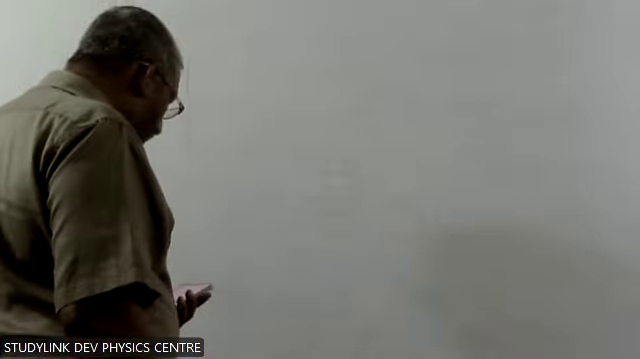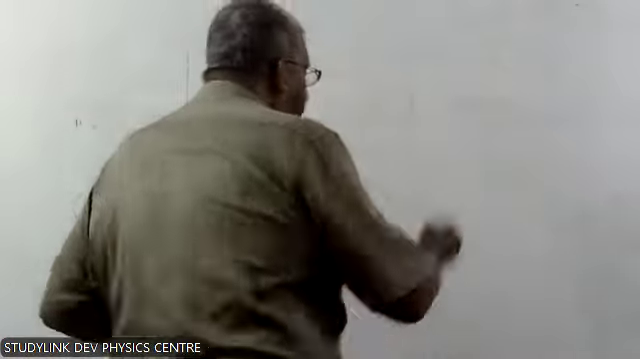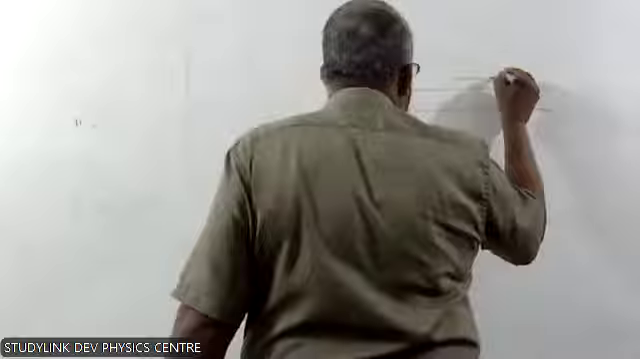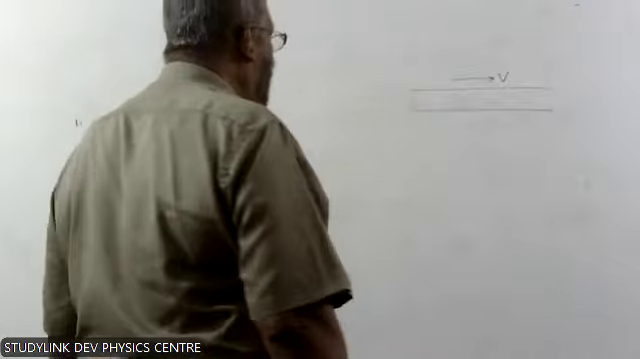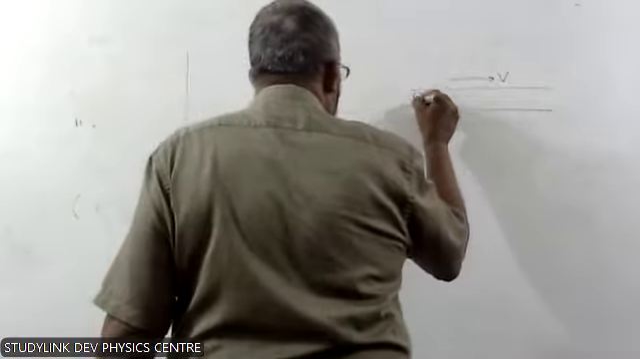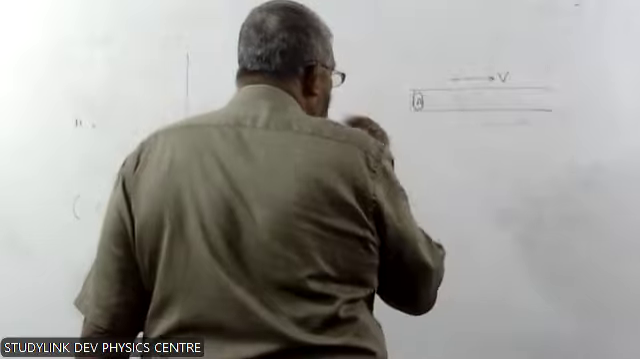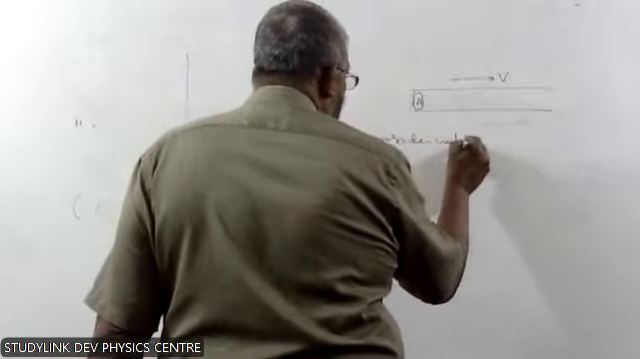Now see, Q is not given here in this question. Speed is given. Speed is v. We'll see what we can do. Cross-sectional area is A. Consider unit time.